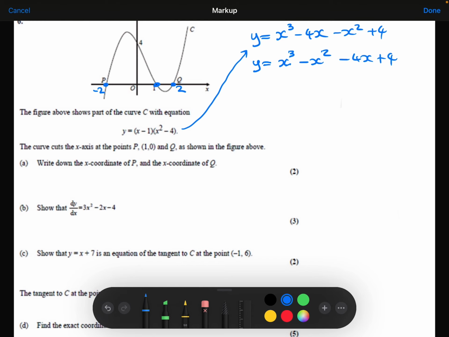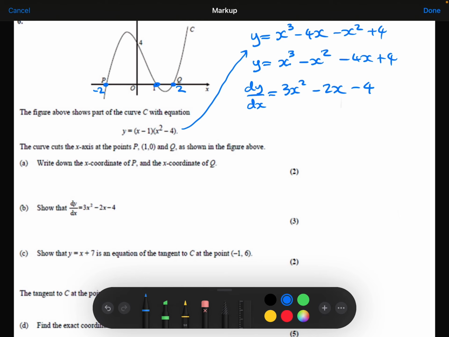And now we're going to differentiate that. So the x cubed will differentiate to be 3x squared. The x squared will differentiate to be 2x. And the minus 4x will differentiate to be minus 4. And the 4 on the end there, because it's a constant, will differentiate to be 0. So that is my gradient function.